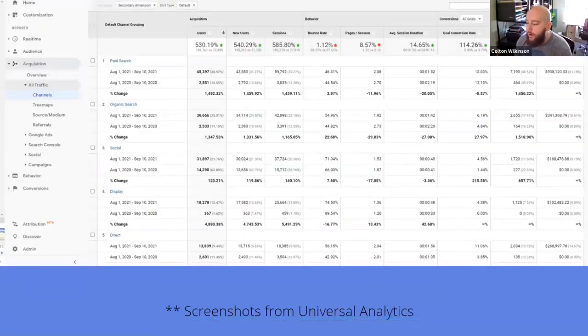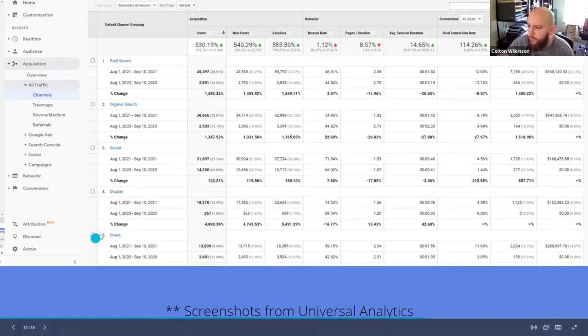So here is basically what Universal Analytics, or Google Analytics, looks like. The channels report is going to be your go-to here. This is found under the acquisition section, and then under all traffic and channels. This is going to show you exactly what channels are driving traffic and how they're performing. And again, I have this set to year-over-year figures for this particular profile.